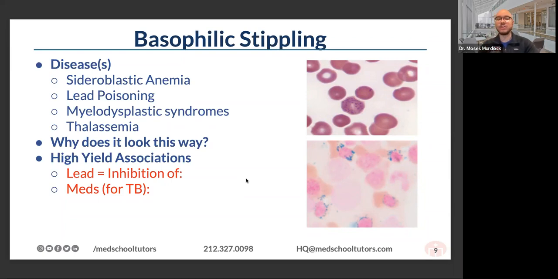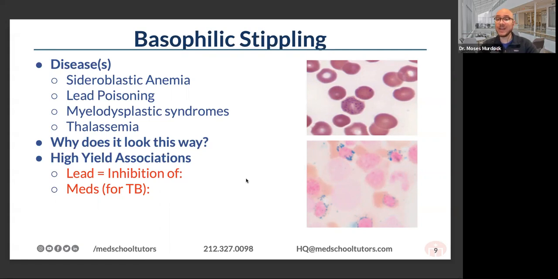On the slide, you'll note a couple of the diseases that can be associated with basophilic stippling, things like sideroblastic anemias, of which lead poisoning is one of those causes, as well as myelodysplastic syndromes, which is sort of a pre-malignant state in the bone marrow that can be associated with macrocytosis and ring sideroblasts, as well as thalassemia, of course, a disorder of heme synthesis.